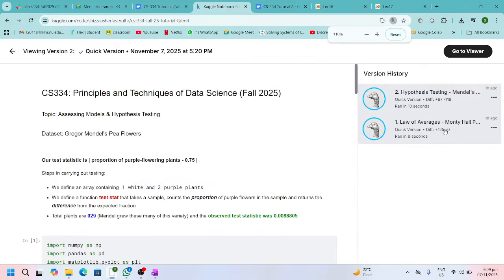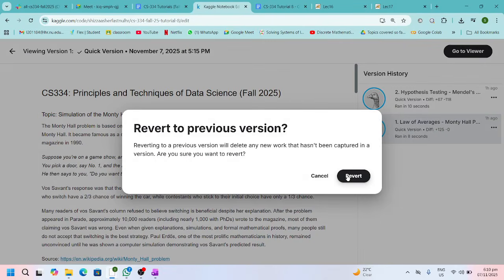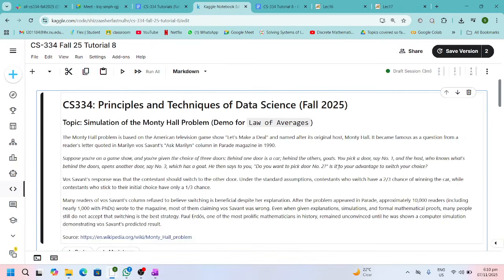So I'm going to revert to the first version of your notebook and we are quickly going to go over and reiterate the law of averages. This has been covered in class. I have a very interesting simulation over here which will help you understand this better. Essentially, we will reiterate the law of averages later when we cover bootstrap sampling. Bootstrap sampling leverages this law.